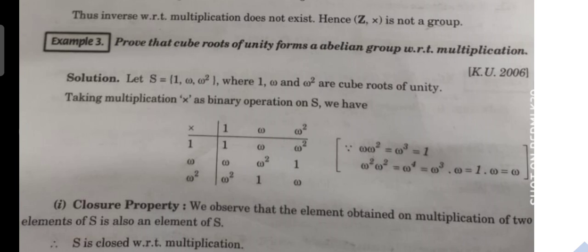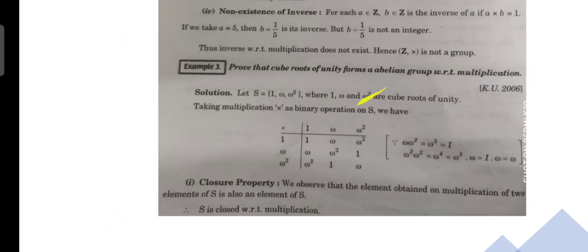So we'll just draw this diagonal and we'll see whether the elements above the diagonal are the same as the elements below the diagonal. So here we have shown that it satisfies all 5 properties. So this set with respect to multiplication is an abelian group.